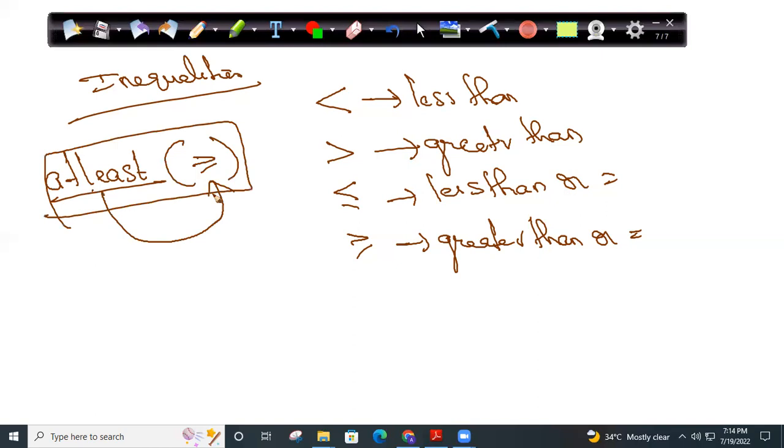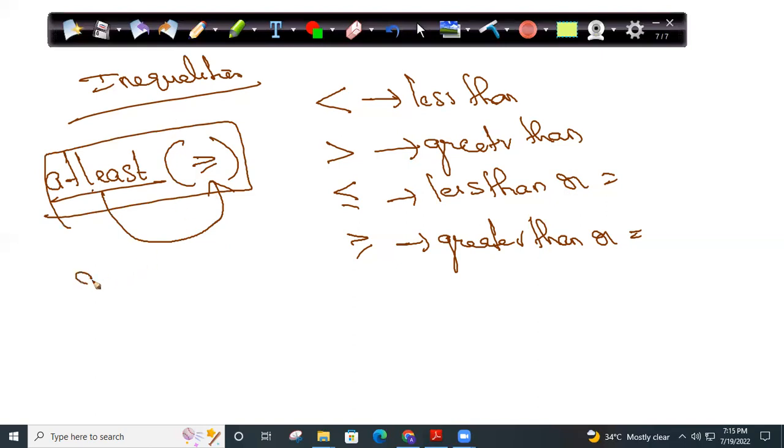Our intention is converting English into mathematics. Our entire class would focus on converting English statements into mathematical statements. So wherever I see at least, what is the meaning of at least? I should have minimum. Minimum means greater than or equal to.